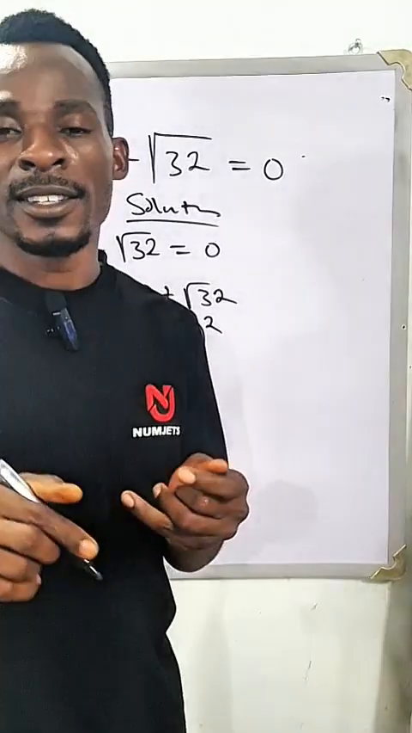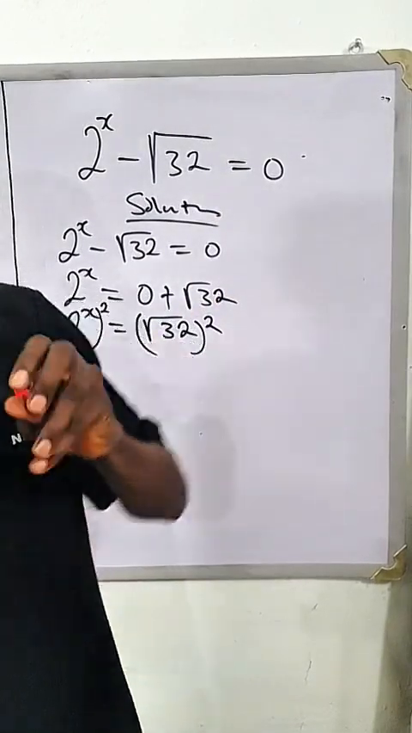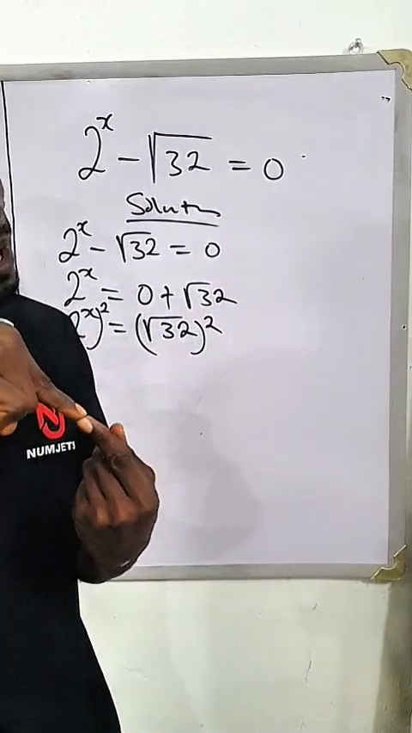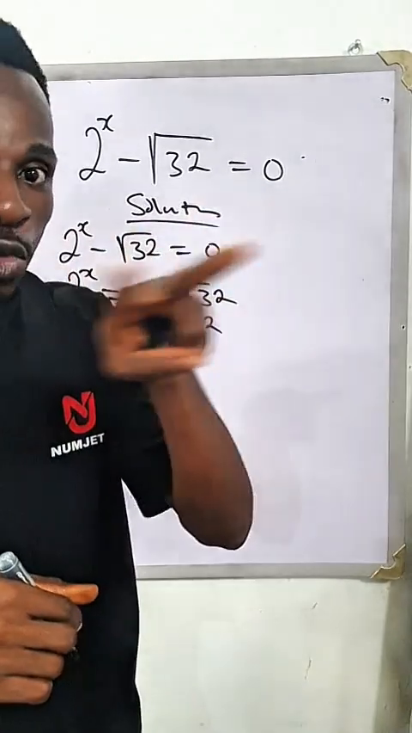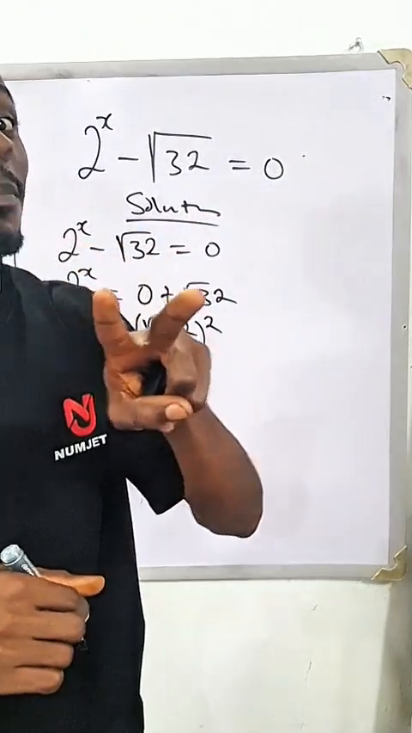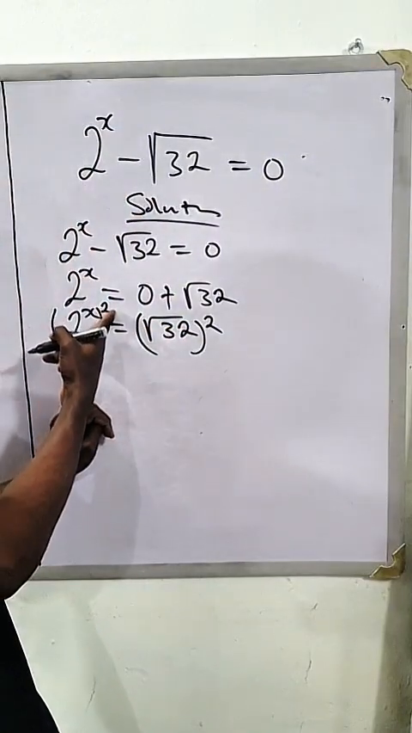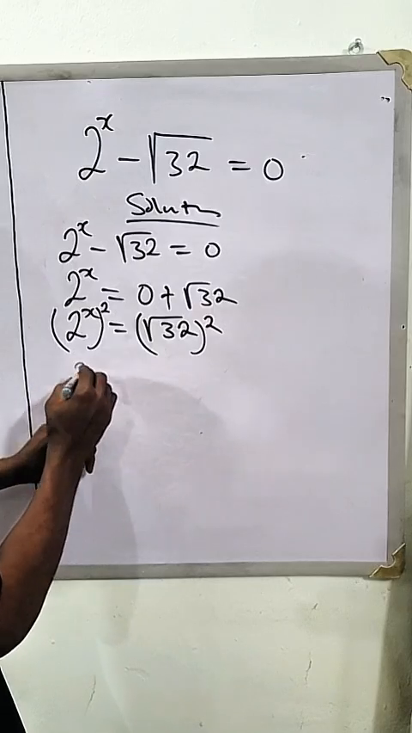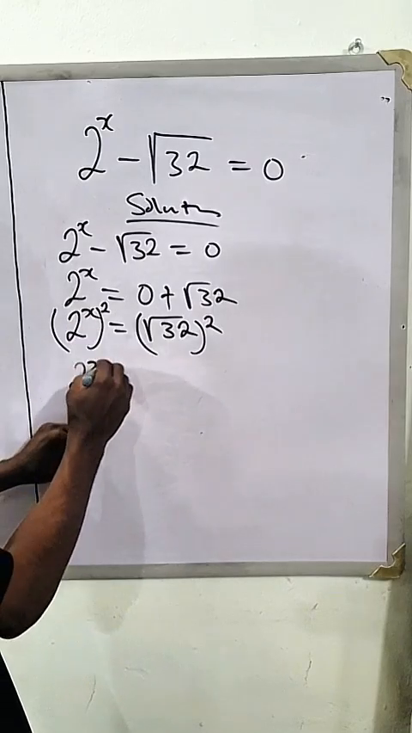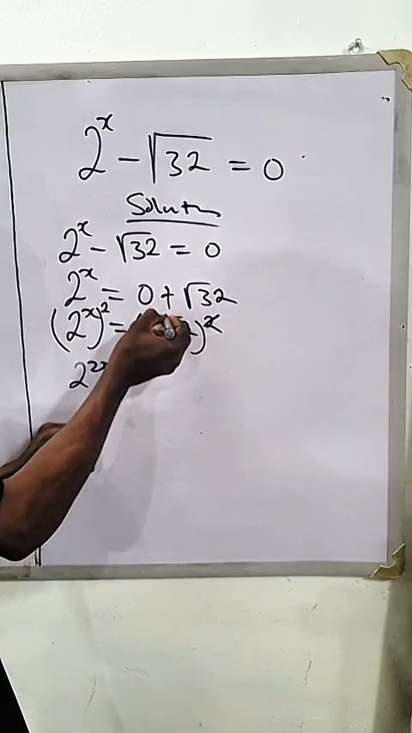When a number, perhaps in bracket, is raised to a power, and that is raised to another power, the two powers are both being multiplied. I mean, you multiply the two powers. So I'm going to be multiplying 2 and what? X. So I'm going to be having 2 raised to the power of what? X times 2 is what? 2x. This square can cancel this square.